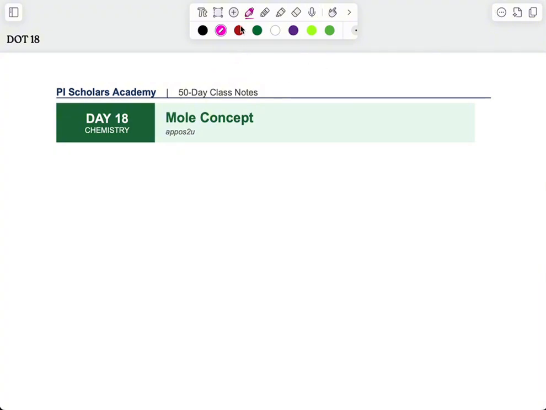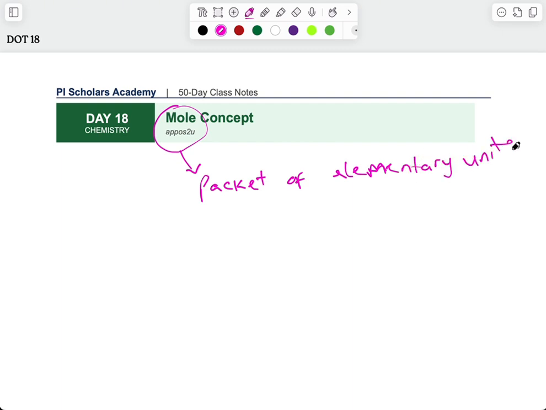The first thing you need to know is that, loosely, let's define mole. A mole, the perfect way to define it is that it's like a packet of elementary units of matter. So that is the best way to describe what a mole is. It's a packet, that is, a collection, a pack of elementary units of matter. I'm going to be giving so many details about this later on.